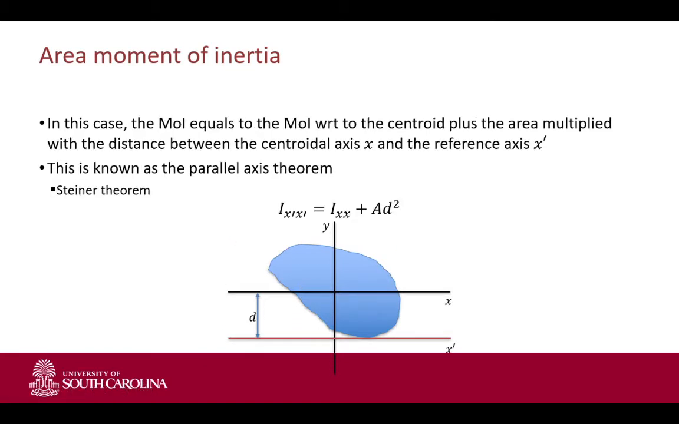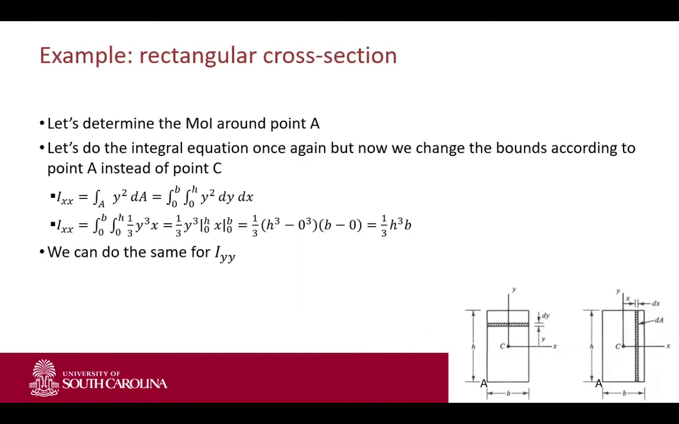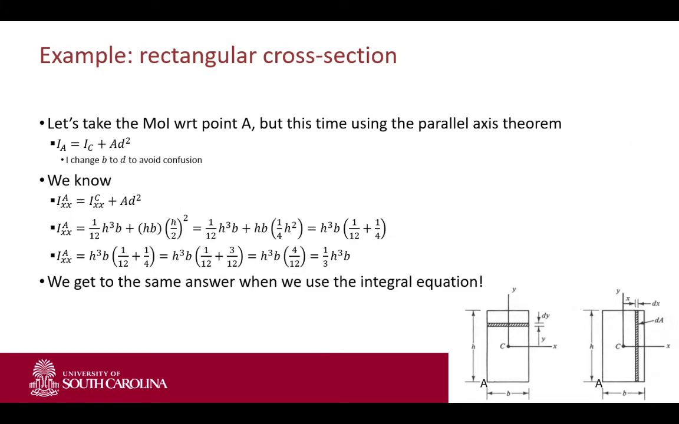So in this case, your moment of inertia around your x dash system is equal to Ixx around your centroidal axis plus A d squared. And this is known as Steiner's theorem or the parallel axis theorem. And we can use that to get the moment of inertia on different axis systems very quickly. So instead of recalculating the integral like we do in this slide, changing the bounds from 0 to b and 0 to h so we get the moment of inertia on point A, which if we evaluate gives 1/3 h cubed multiplied by b, if we use Steiner's theorem, we see that the moment of inertia around point A is equal to the moment of inertia around C, which is the centroid, plus A d squared.